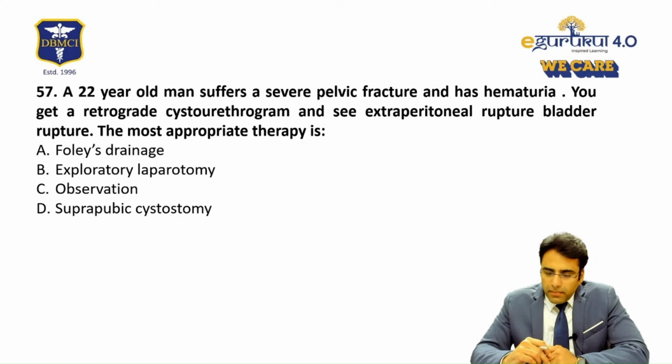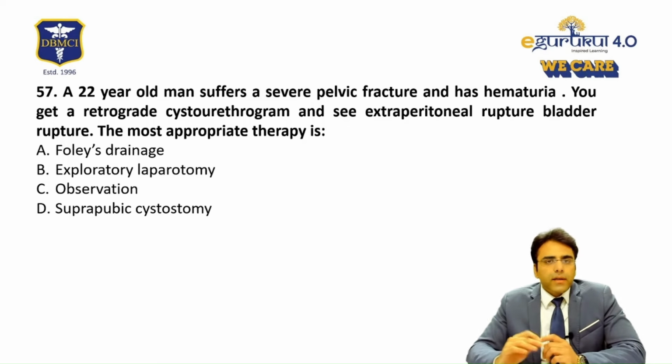A 22-year-old man suffers a severe pelvic fracture and has hematuria. You get a retrograde cystourethrogram and see extraperitoneal rupture of the bladder. The most appropriate therapy is. Now, please remember that in the treatment of extraperitoneal rupture of the bladder, you just have to insert the Foley's catheter and keep it there for some time, like 2 weeks, so that it allows the bladder wall to heal.